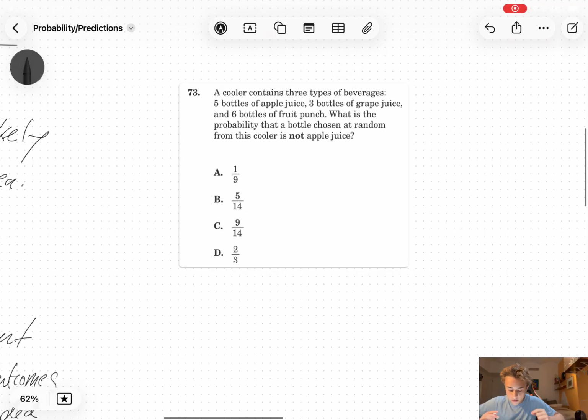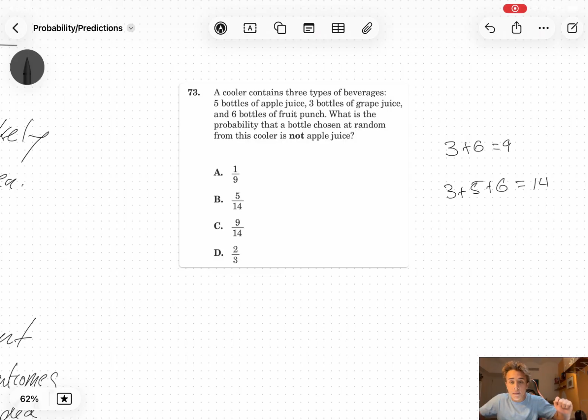So the first problem: a cooler contains 3 types of beverages, 5 bottles of apple juice, 3 bottles of grape juice, and 6 bottles of fruit punch. What is the probability that a bottle chosen at random is not apple juice? If it's not apple juice, it means it's either grape juice or fruit punch. Well, how many bottles of either grape juice or fruit punch are there? It's 3 plus 6, out of a total of 3 plus 5 plus 6, which is 14. And 3 plus 6 is 9.